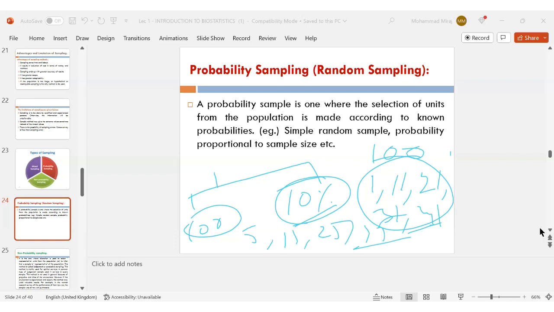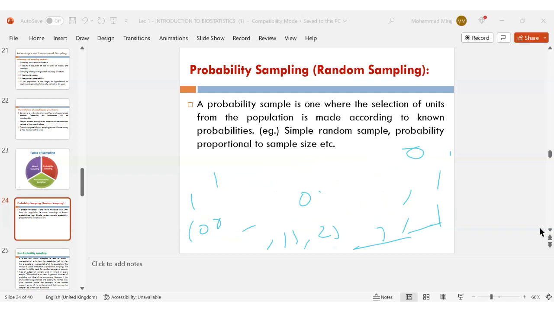Is it clear? Yes, sir. Okay. So likewise, we can choose our sample. This is basically probability sampling. Another name for probability sampling is random sampling. So we can do it like this.